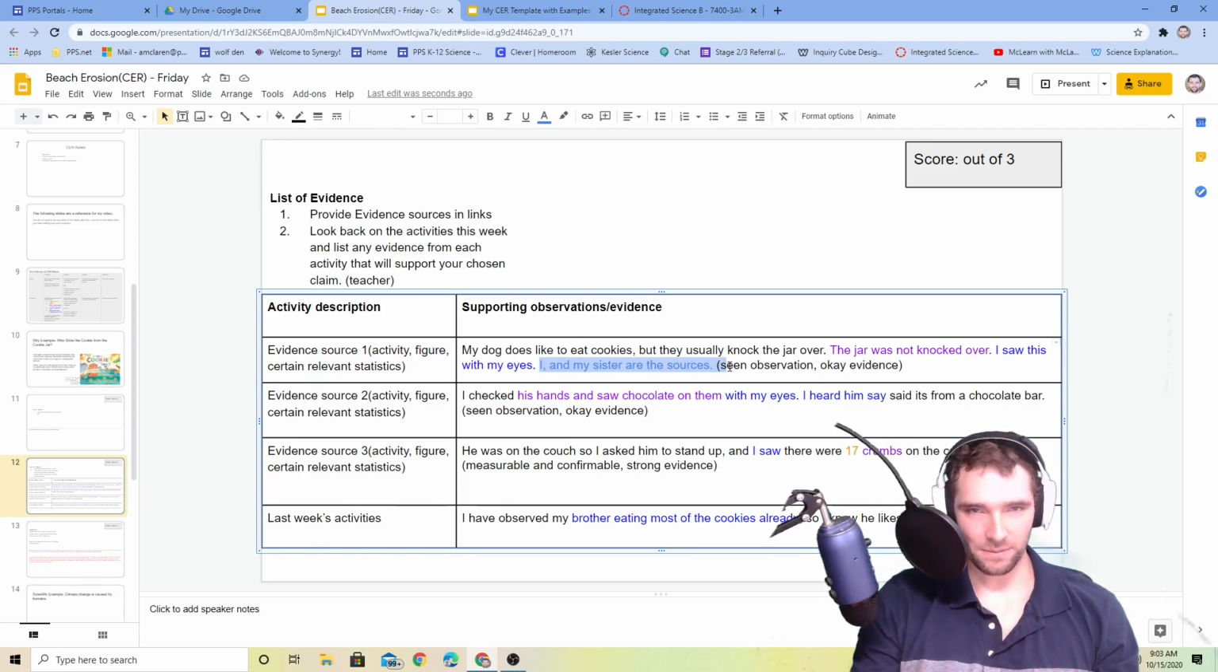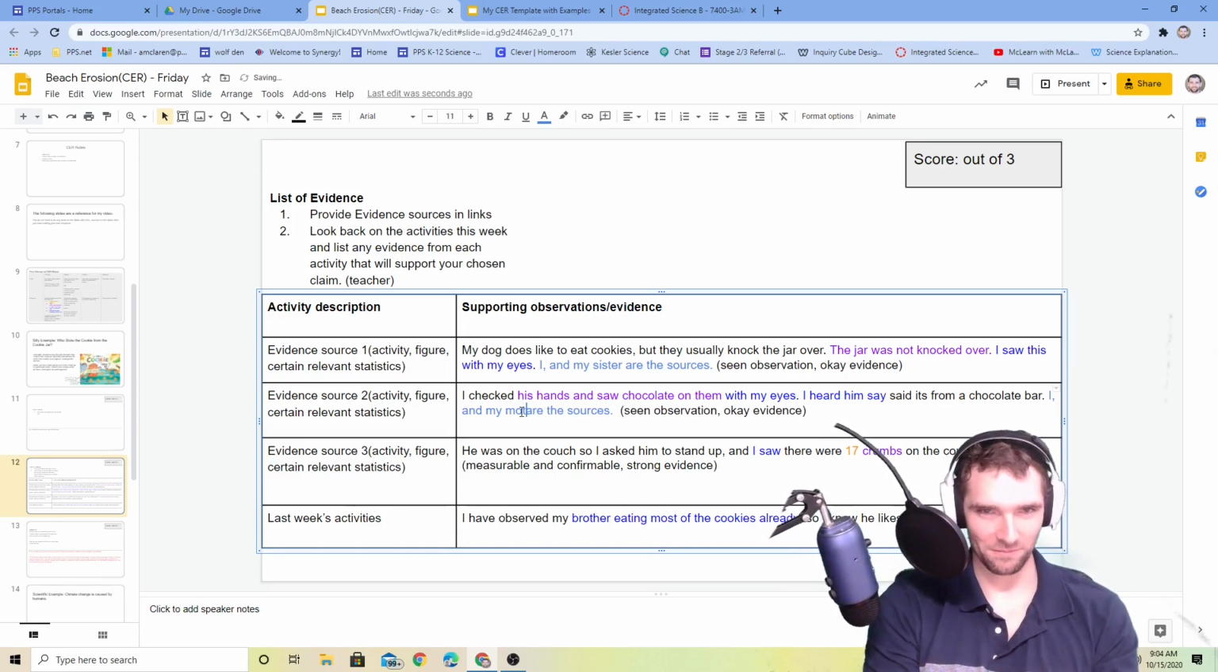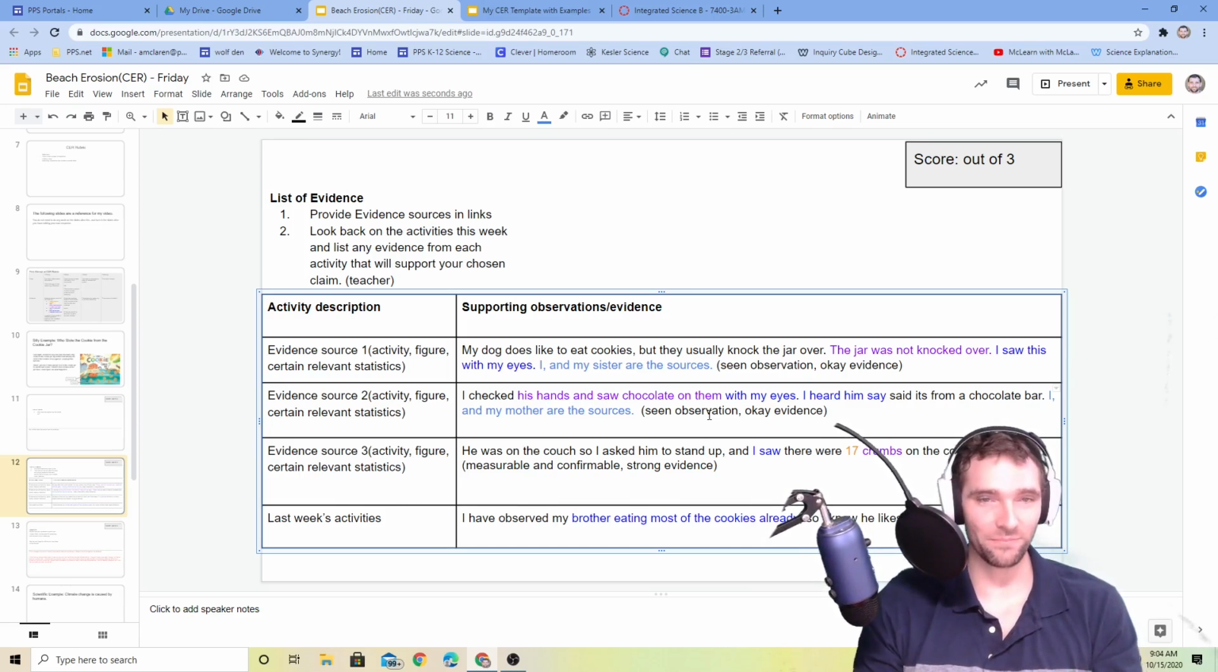I'm just going to honestly copy paste that to the other ones because that is what's going on with our silly example. In our second source of evidence here, let's say that I checked my brother's hands and I saw chocolate on them with my eyes, and then I heard him say it was from a chocolate bar. I'm going to say that my sister and I are investigating this together. Or maybe my mother and I are the sources. So maybe my mother and I heard him say that.